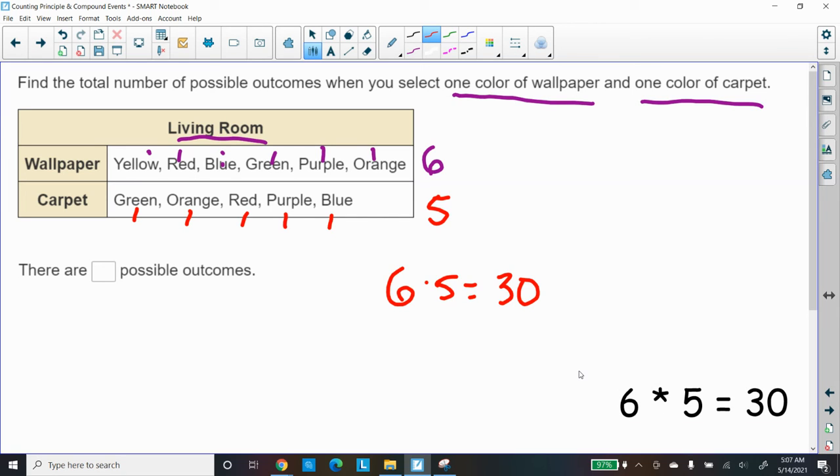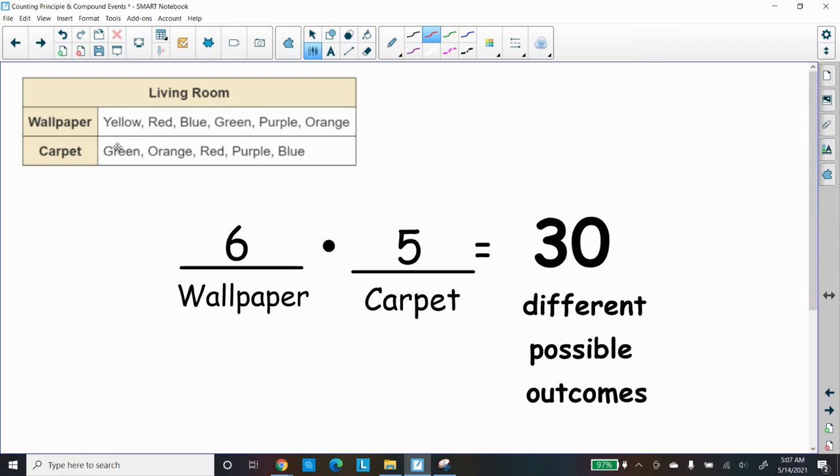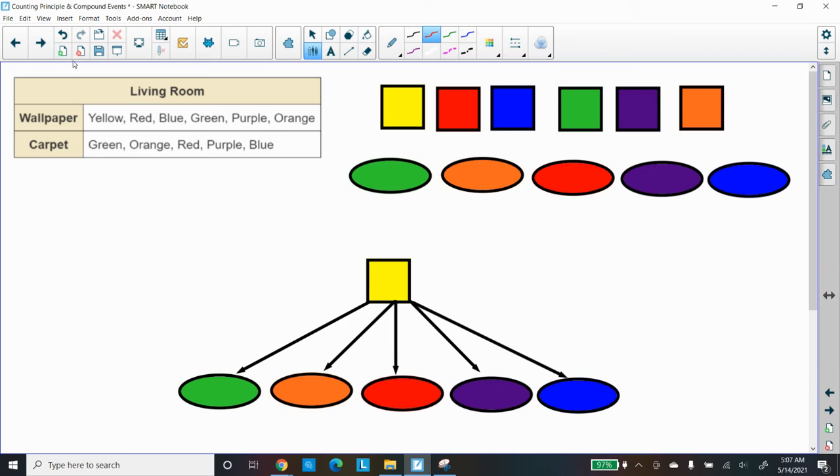30? With that, Dr. Rob? Are you sure? Well, let me show you. Let's go to the next page. Let's use the counting principle. The counting principle said we had 6 different wallpapers times 5 different carpets, so that gives us 30 possible outcomes. So let me get a graphical illustration here. Here's my tree diagram, part of it at least.